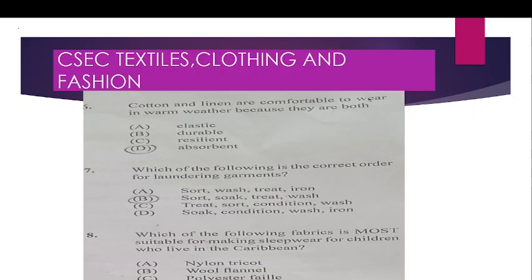Number six, cotton and linen are comfortable to wear in warm weather because they are both absorbent, and that's a good property of cotton and linen, right? They're absorbent. So in warm weather, when you are perspiring or sweating for that matter, you can easily know that your cotton and linen fibers or fabrics or clothes made from these fibers will absorb moisture in warm weather.